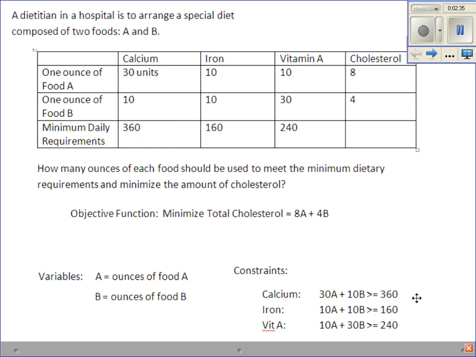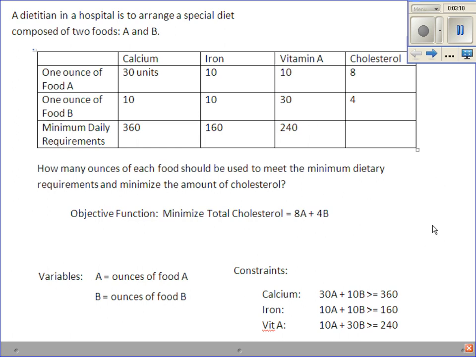I'm just making up the 10 ounces of A and 10 ounces of B to help you understand the inequalities here. So with the iron, 10A plus 10B has to be at least 160, because, coming up to our table, that's how much is in food A and food B. And for vitamin A, 10A plus 30B has to be at least 240, because we have 10 units of vitamin A in each ounce of food A and 30 units of vitamin A in each ounce of food B. And we have a minimum requirement of at least 240.